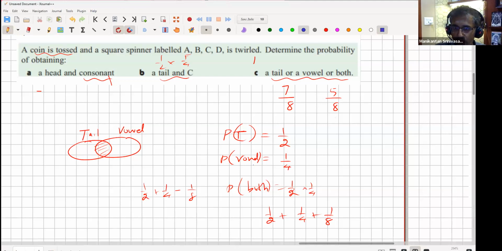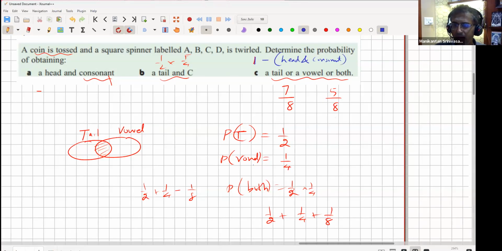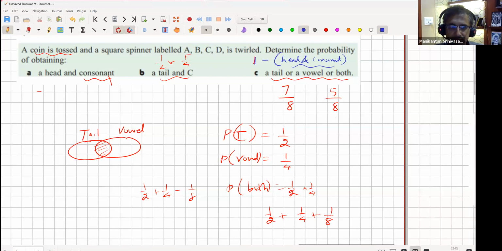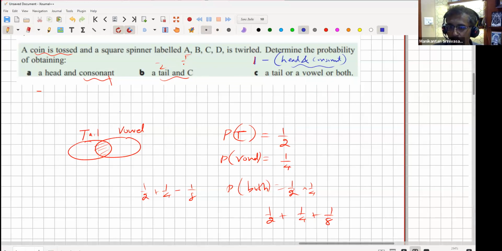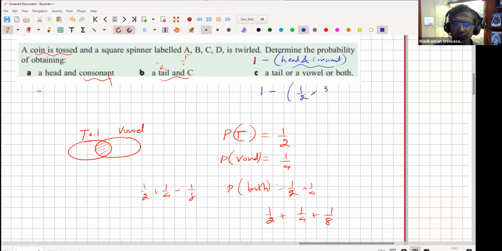I'll just do it in blue. 1 minus head and consonant. If I get a head and a consonant, that means I have failed, right? Exactly, that's exactly what I don't want. If I get a combination of both a head and a consonant, then that means I neither have a tail nor have a vowel. So what is this? It's 1 minus the probability of getting a head, half, times the probability of getting a consonant, 3/4. So it's 1 minus 3/8, which will again give you the 5/8.